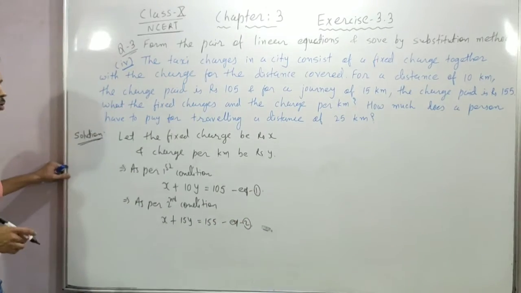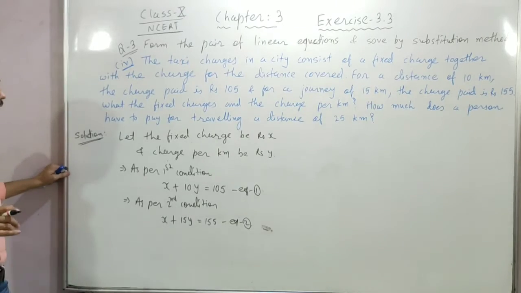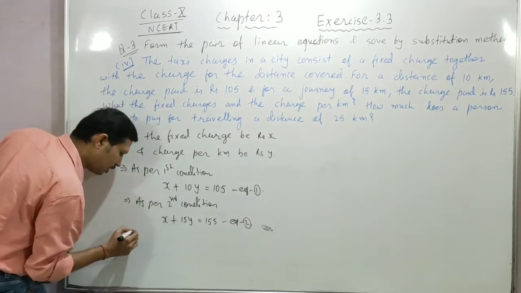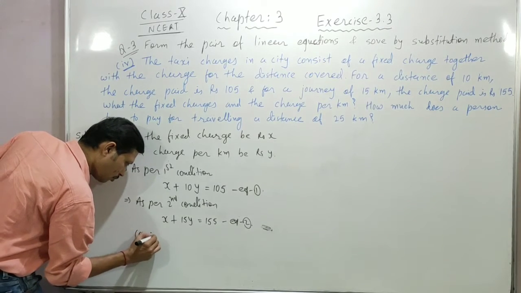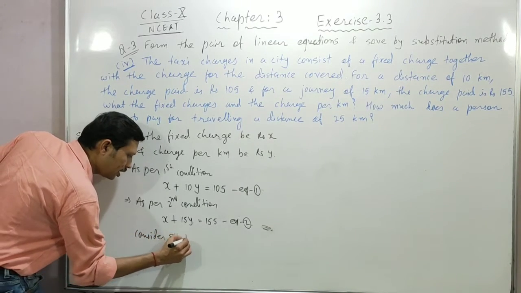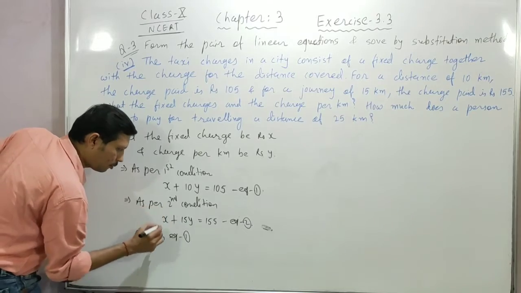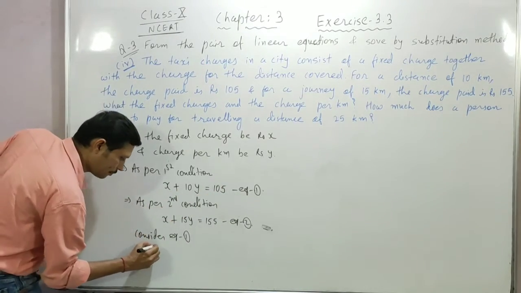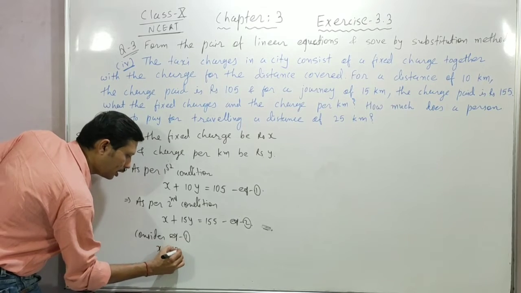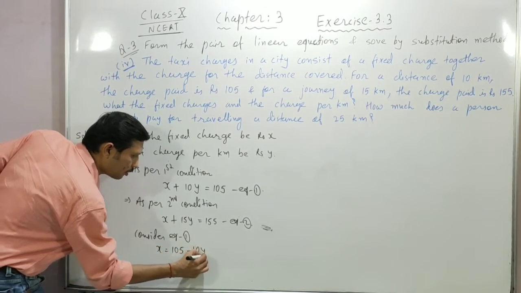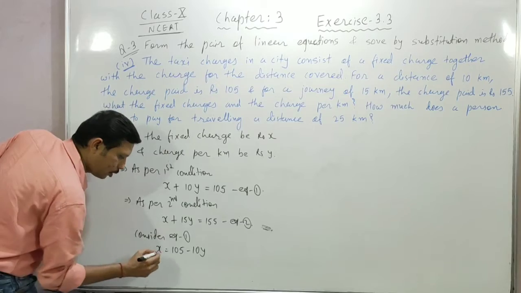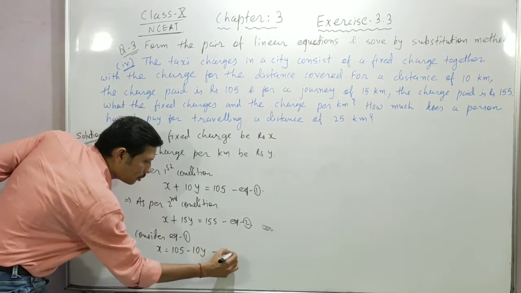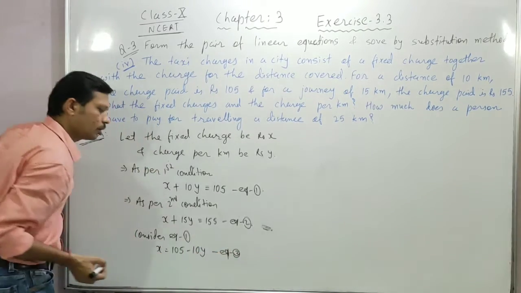Clear? Now, to solve by the substitution method, we will select any one equation. So I will go with the first one. Consider equation number 1, and from that I will derive the value of x. So 10y we will shift to the right side. So x is equal to 105 minus 10y. This one is equation number 3.